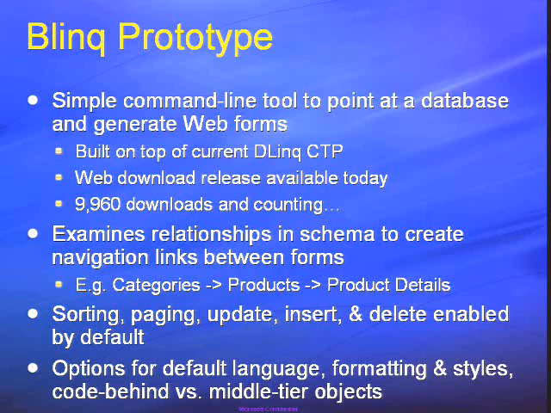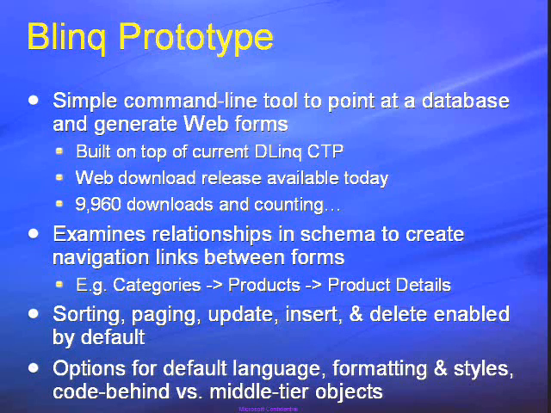It basically takes a connection string to a database, will traverse the relationships in that database, and create DLinq objects from that, and then it'll generate a set of DLinq queries against those objects, and then a set of forms that are bound to those queries. It traverses all the relationships in the database to wire up navigation between the forms that it generates. It supports sorting, paging, update, insert, and delete operations on each result set by default. And then it has a variety of code generation options. So you can choose if you want it to go ahead and format the output and make it look pretty, or if you just want unformatted output because you're going to customize that later.